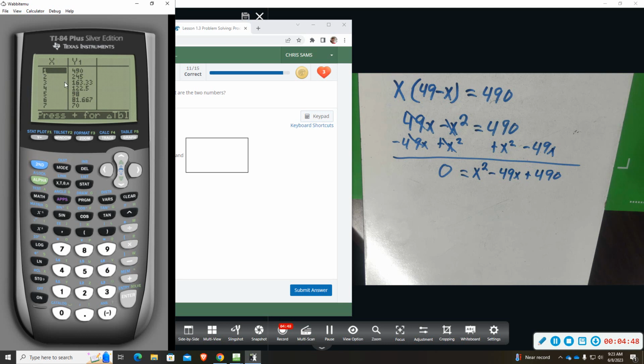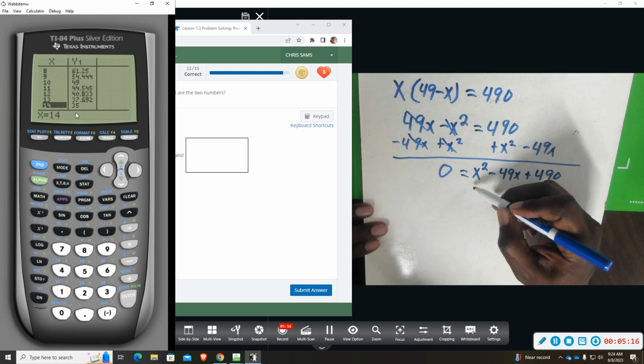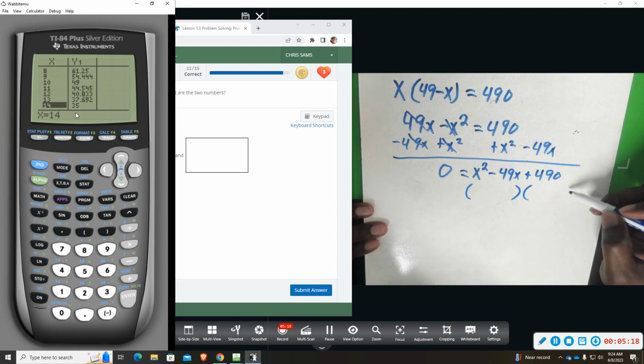So 1 times 490, 2 times 245, those give you 490 when multiplied. So I'm continuing to go. I want to find two that add to give me 49. So multiply to give me 490, add to give me 49. Looks like 14 and 35. So if we were doing factoring, I would just continue going in this method. The two numbers I found were 14 and 35.